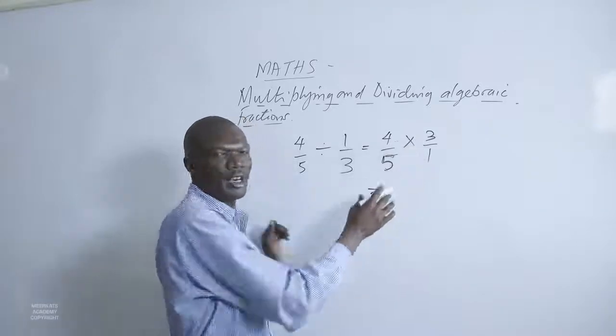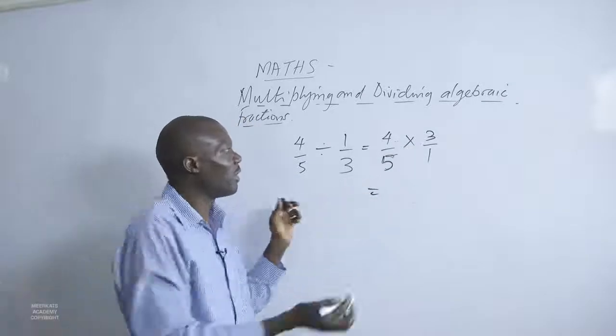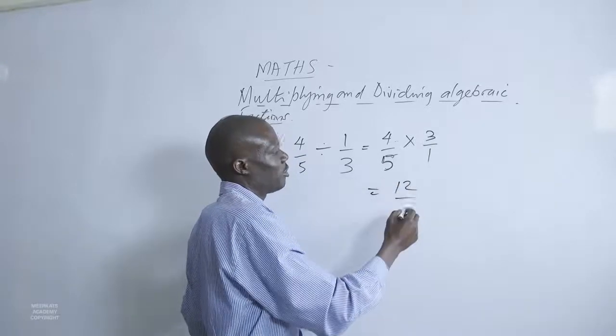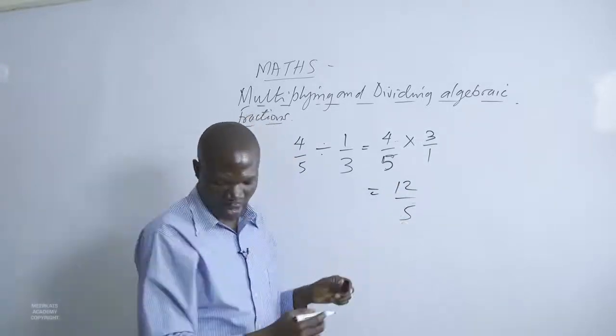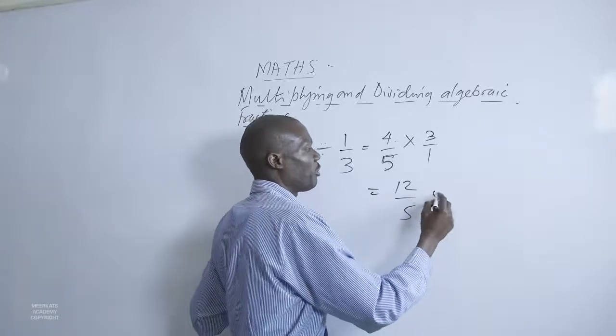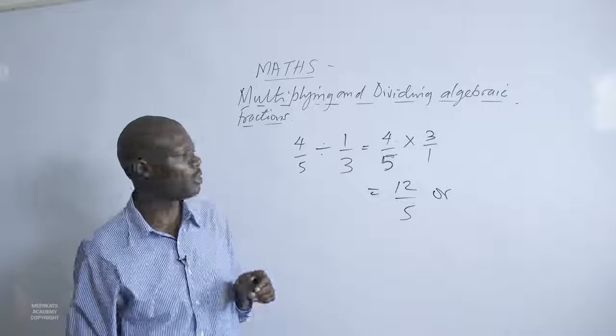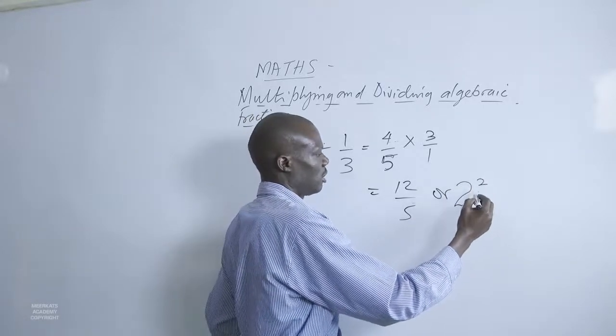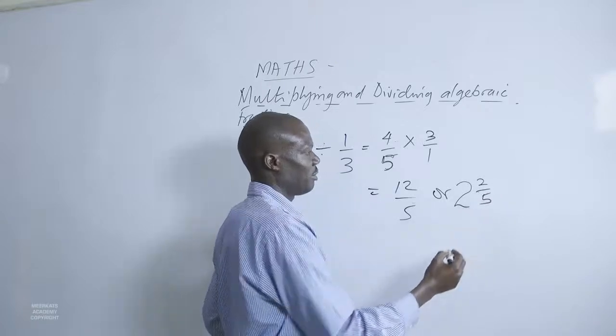And now here you are, it's just a fraction. You multiply: 4 times 3 is 12, and 5 times 1 is 5. So you find your answer as 12 over 5. Or if you prefer writing it as a mixed numeral, this will give us 2 and 2 over 5. It's still allowed.